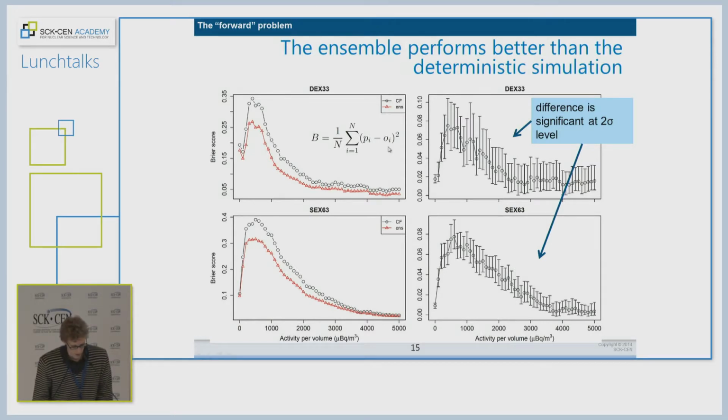And this difference between the ensemble and the deterministic simulation is significant, as shown by the right part of the figure. And here the uncertainty bars show the statistical sampling uncertainty based on the bootstrap method. So this difference is significant at the 2 sigma level. It's actually in meteorology a well-known fact that the ensemble performs better than the deterministic simulation. And here we show that, at least for the Brier score, this is also the case for atmospheric transport simulations.